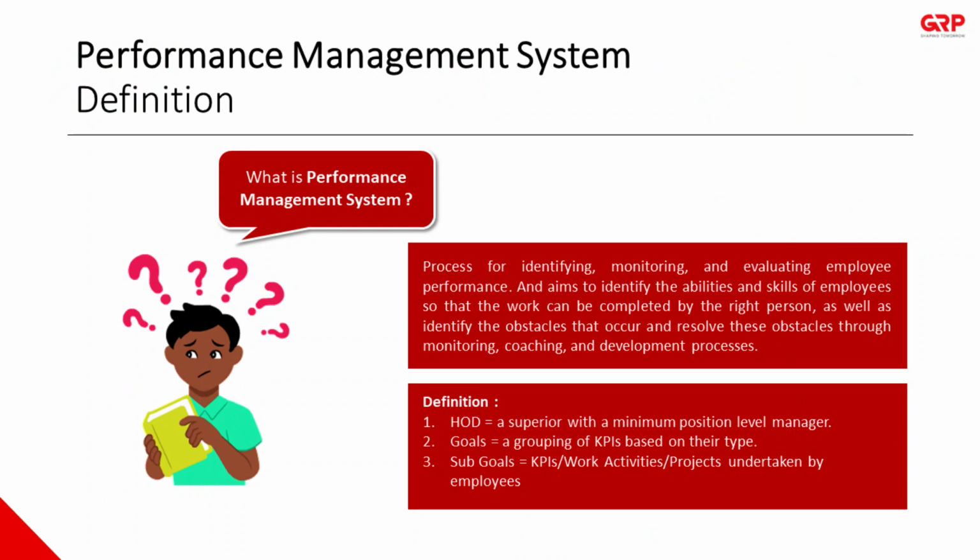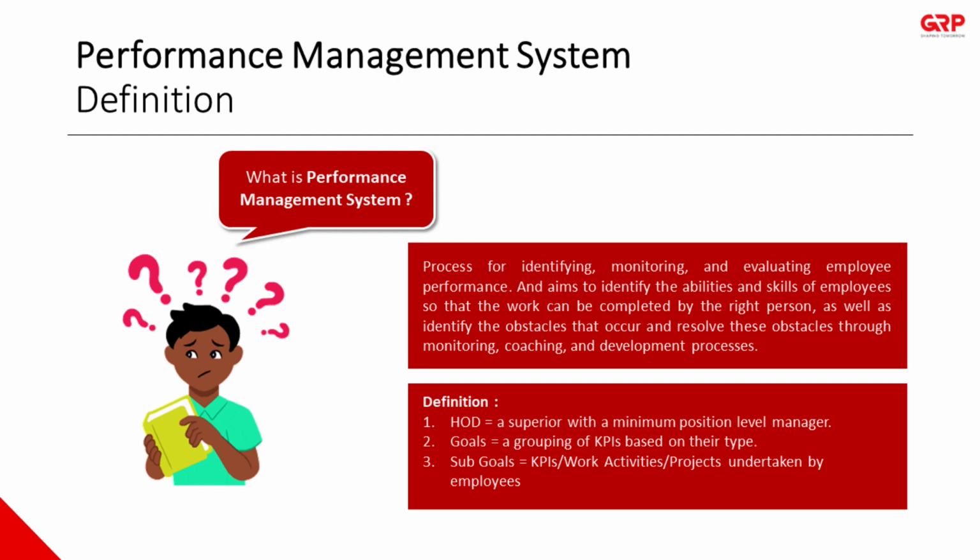What is a performance management system? A performance management system is a cycle for identifying, monitoring, and evaluating self and your team performance. With proper performance management implementation, we can identify improvement opportunities, as well as obstacles, and resolve them through monitoring, coaching, and development processes. There are several definitions and terminology we need to understand.